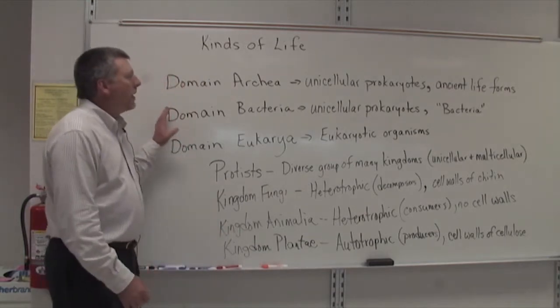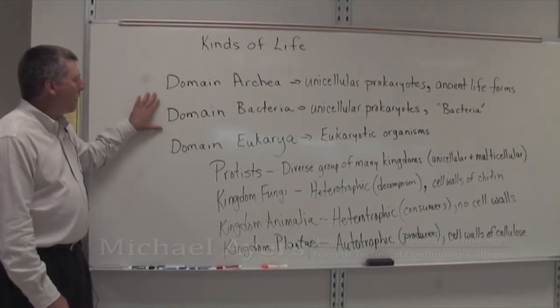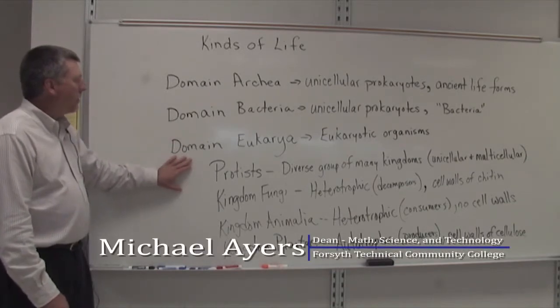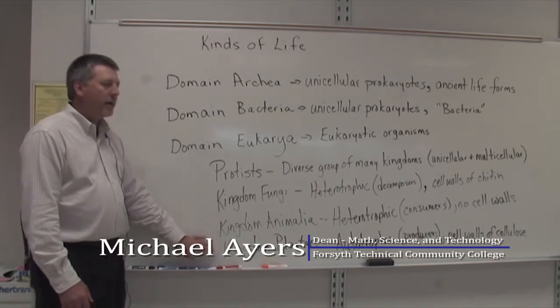So when we think about the diversity of life on Earth, we can arrange it into three different domains, and then within the domain eukarya, there are the protists, fungi, animals, and plants.